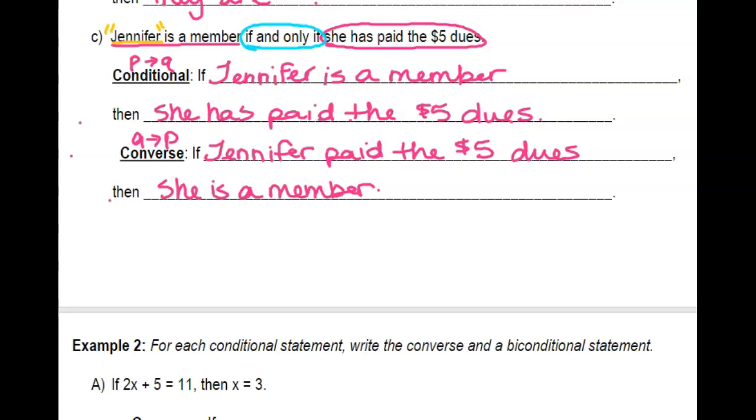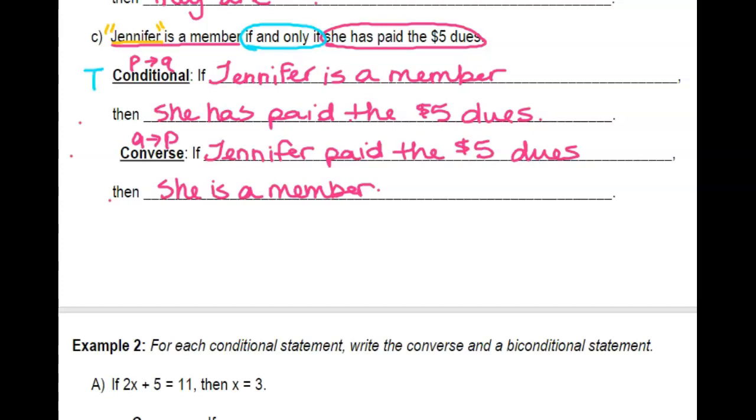So our subject is Jennifer. The hypothesis is Jennifer is a member. If and only if is the connecting statement that shows this is a biconditional statement, and she has paid the $5 dues is the conclusion. So the conditional statement, if P then Q, is if Jennifer is a member, then she has paid the $5 dues. So if you think about that, if somebody is a member, they probably have paid the dues, right? So this should be a true statement.